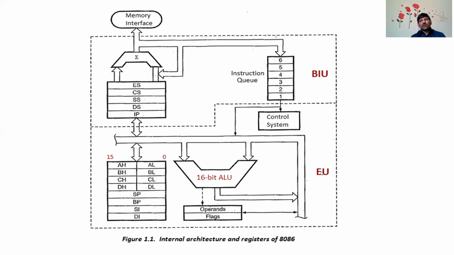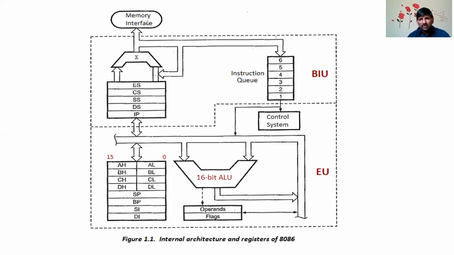First of all, if you want to add 2 16-bit numbers, these 2 numbers are stored in particular memory locations. If you want to access the 2 memory values, first number and second number, we require their address. The address is calculated by using the segment address and offset address. The segment address is available in the code segment register, and its offset address is available in the instruction pointer. So by using the adder, code segment into 10 plus offset address, we get the 20-bit physical address.